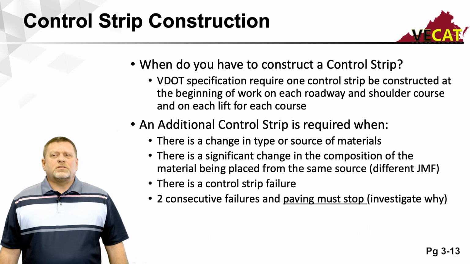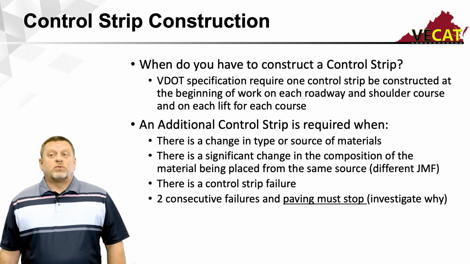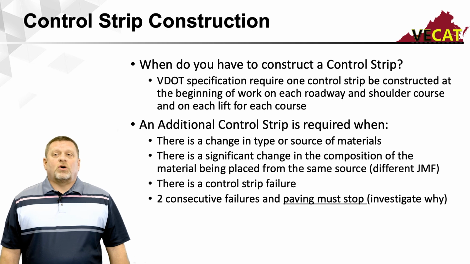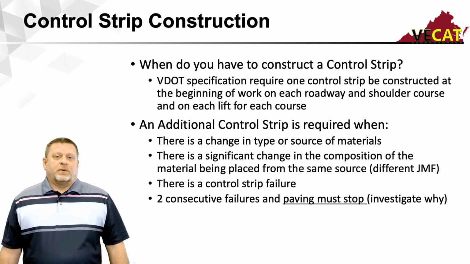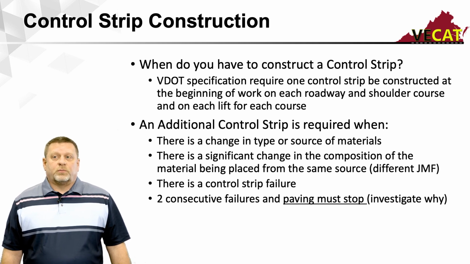When do we have to construct a control strip? The VDOT specification requires one control strip be constructed at the beginning of work on each roadway and shoulder course and on each lift for each course. So basically, anytime anything changes on the roadway, we're doing a new control strip. Typically our sub base is different on the shoulder than it is on the main line. So there's a reason you see a different control strip required on the shoulder than on the roadway.